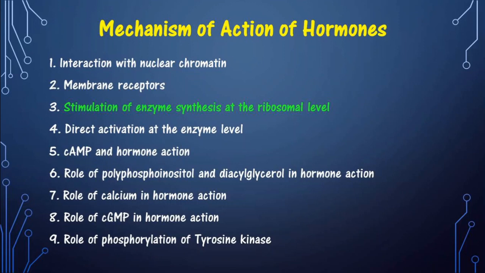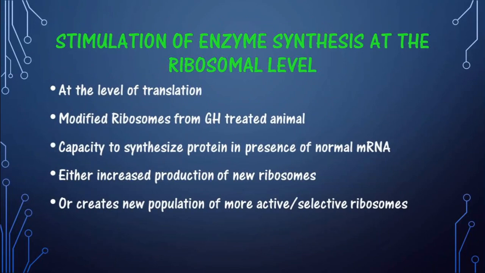So, of the mechanisms of action, we have taken into consideration the first two, that is the interaction with nuclear chromatin and membrane receptors. The third is stimulation of enzyme synthesis at the ribosome level. At the ribosome level means at the level of translation, and the modified ribosomes from growth hormone treated animals can be one example. The capacity to synthesize protein in the presence of normal mRNA is also taken into consideration.